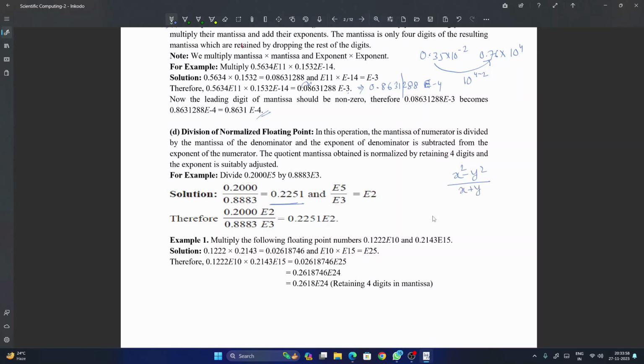Sometimes, if you want to calculate x square minus y square divided by x plus y, it is better to calculate only x minus y. Because after applying the formula, if x plus y is not equal to 0, then this is x minus y into x plus y, and after one step you have x minus y.